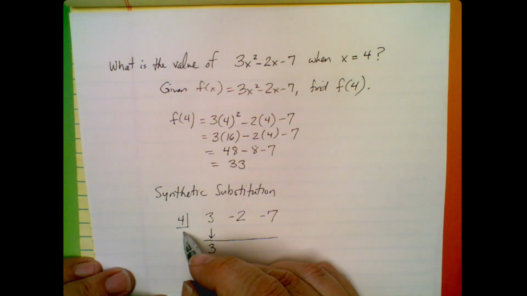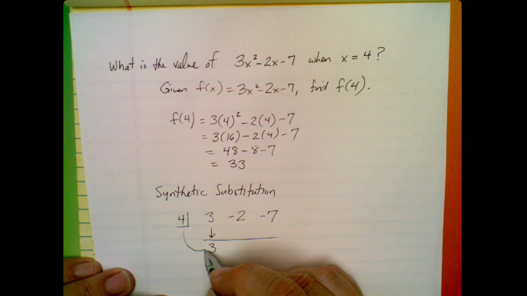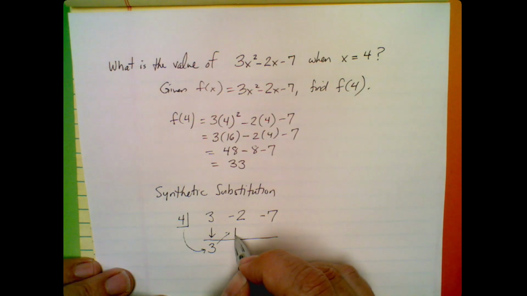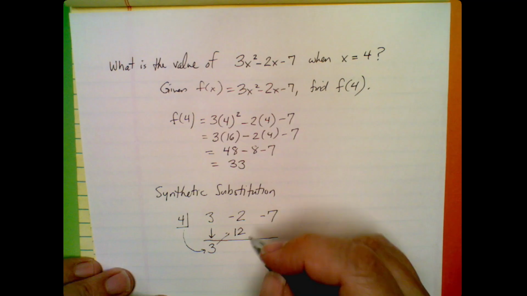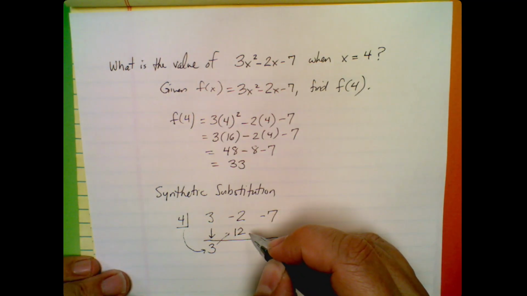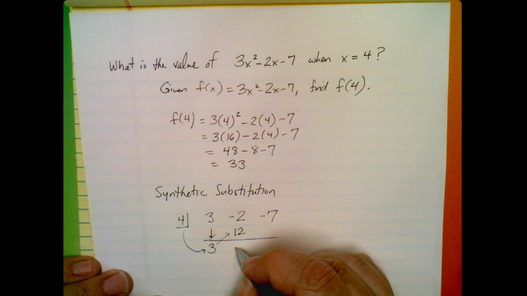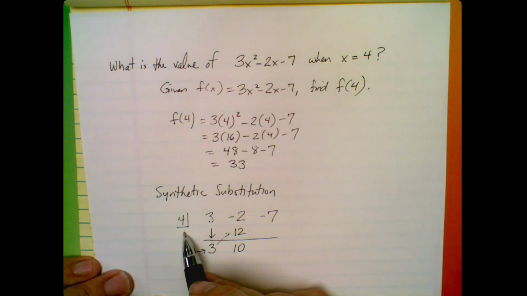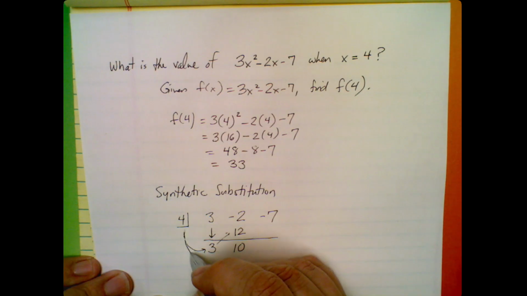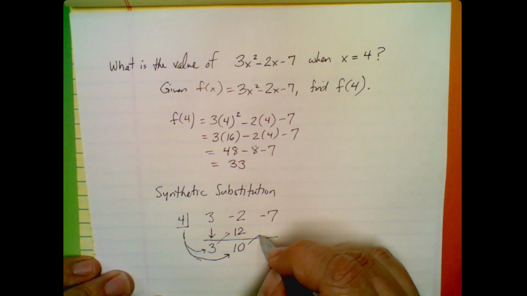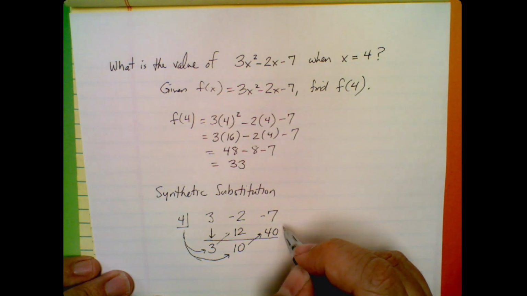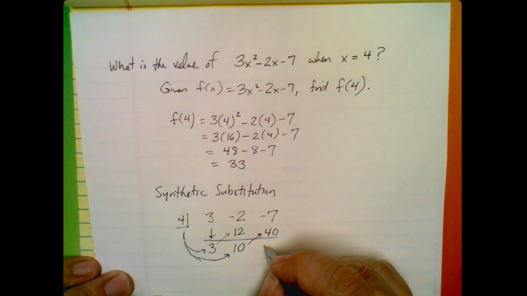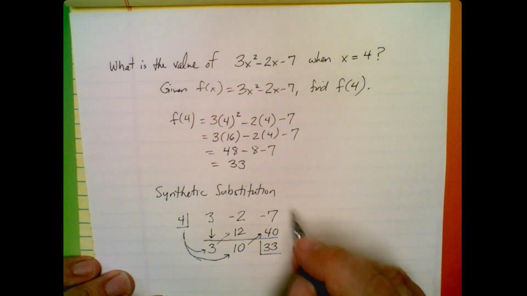You're going to multiply the 4 times this 3 and put the result here, 12. And then you're going to add up this column. Negative 2 plus 12 is 10. And then you're going to do it again. 4 times 10 is 40, and negative 7 plus 40 is 33. We got the same result we got doing it up here.